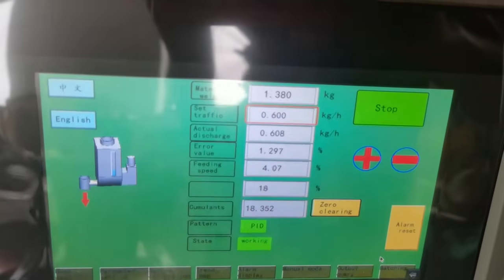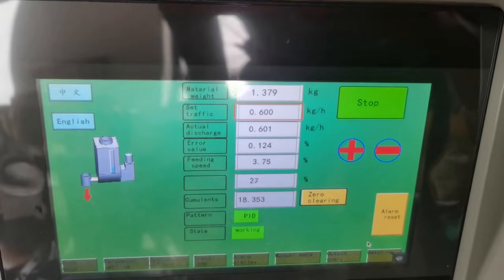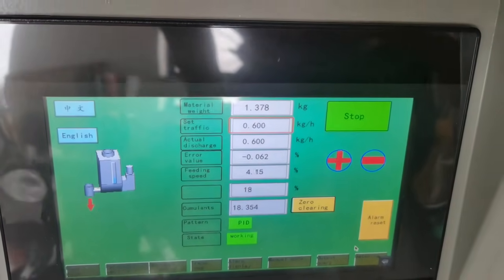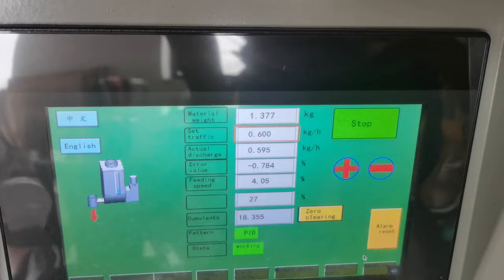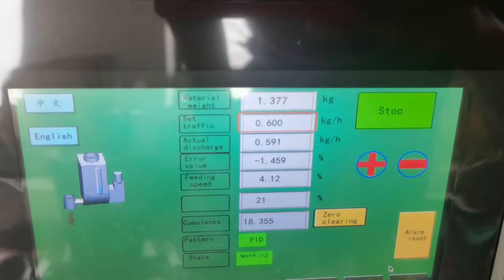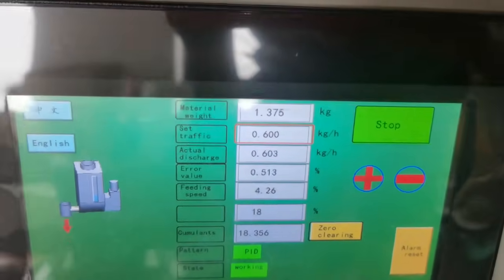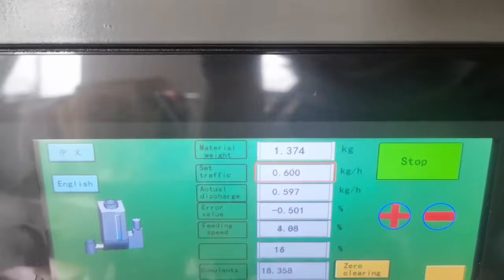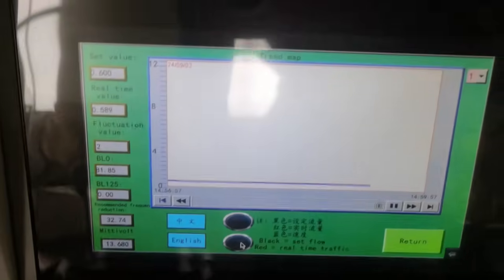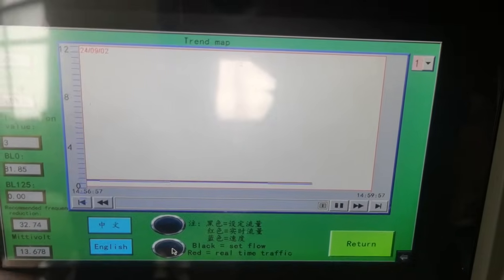Okay. First set flow rate is also 0.6. Have a check. The feeder can reach 0.6, and the running is stable. You can see the trend map nearly stay together.